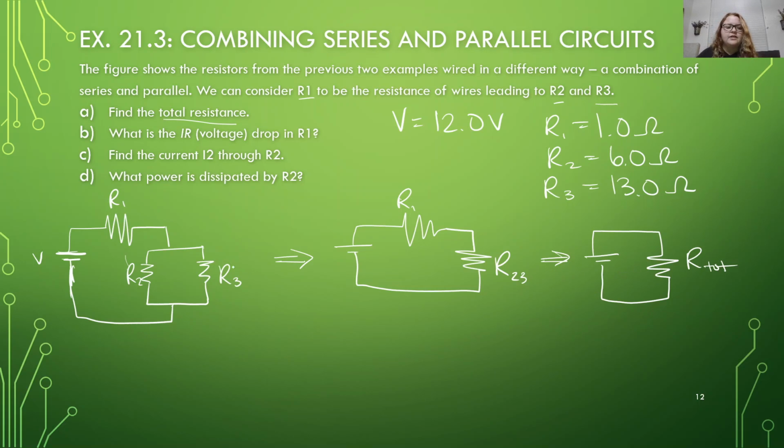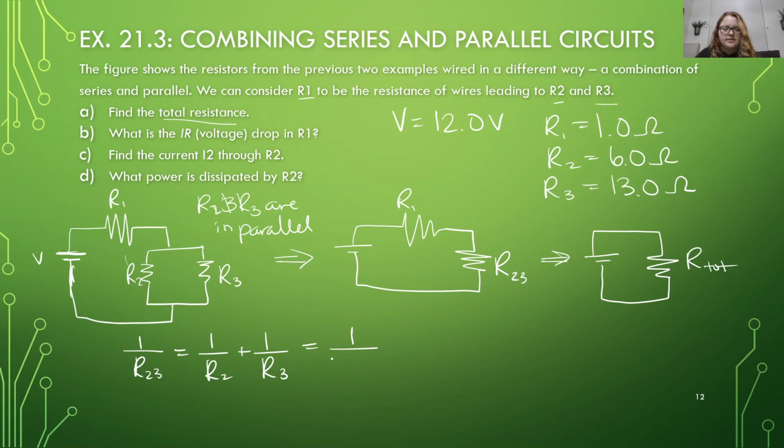Okay. All right, so our first step is to find R2,3, and these are in parallel. So R2 and R3 are in parallel. Okay, so we'll need to use the equation 1 over R23, that's our parallel resistance, is equal to 1 over R2 plus 1 over R3, or 1 over 6 ohms plus 1 over 13 ohms.